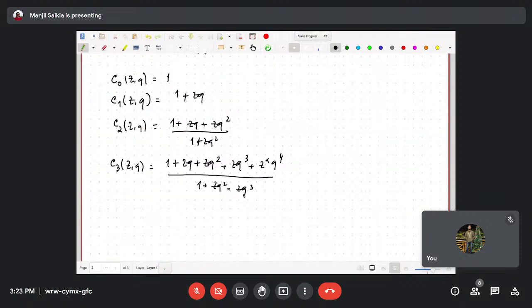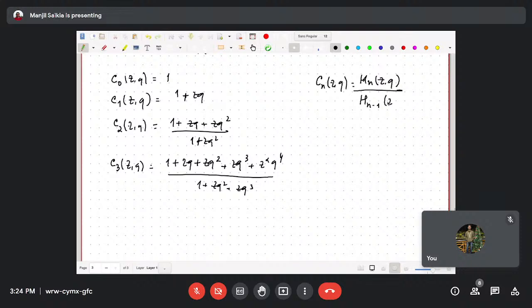So even from this, the pattern should already be clear. And the pattern is the following. Again, we'll use the trick of writing the convergent as a ratio of two different things. So let's write Cn of z, q to be equal to, say, Hn of z, q divided by Hn minus 1 of z, q. And this will be equal to 1 plus zq Hn minus 2 of zq squared, q. Sorry, this should be zq, q, divided by Hn minus 1 of zq, q.